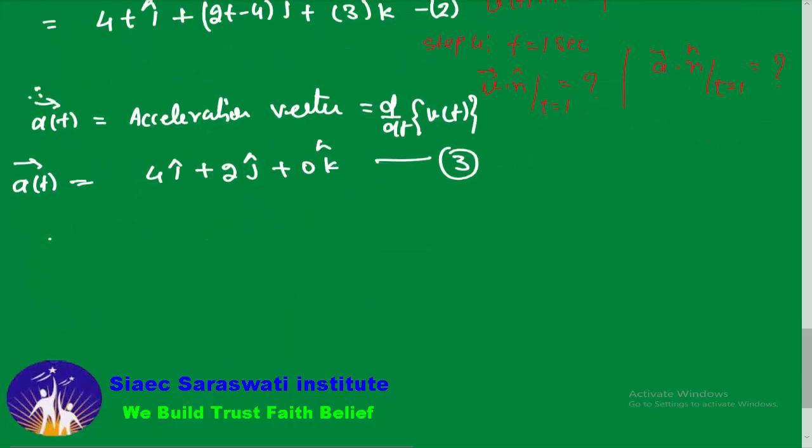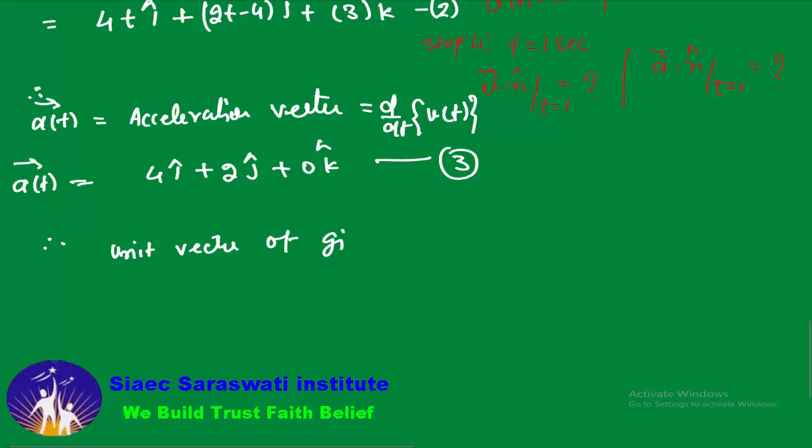So here, now the unit vector of the given direction. Let's consider it as n cap. So n cap will be the given vector n divided by the magnitude of vector n.